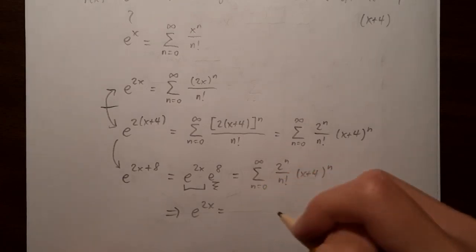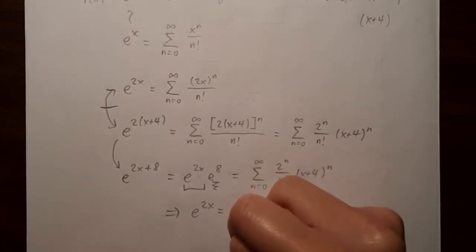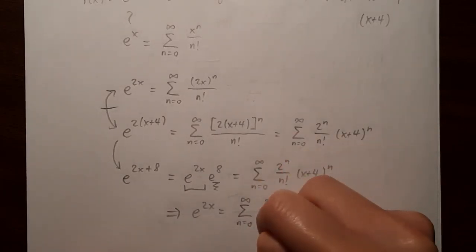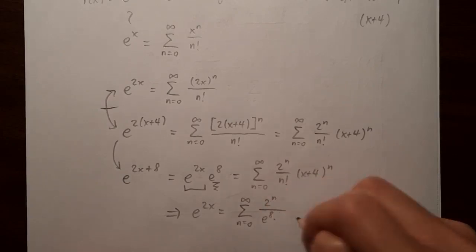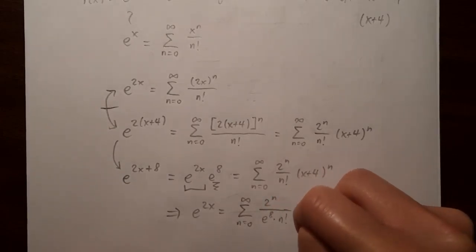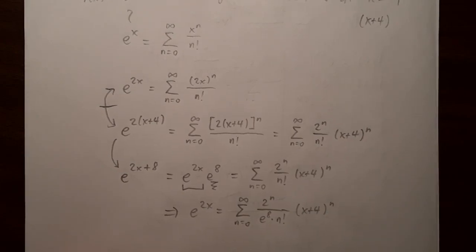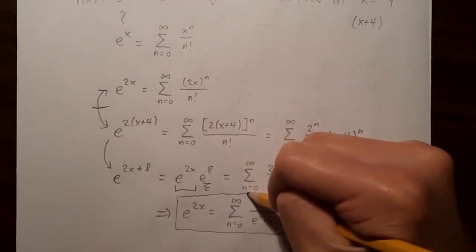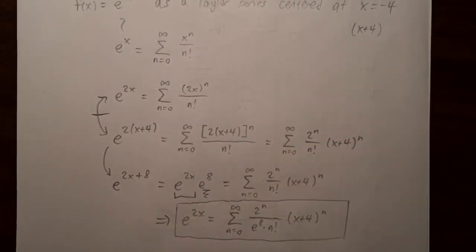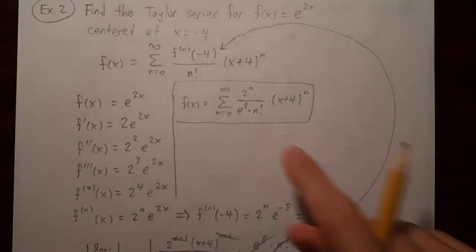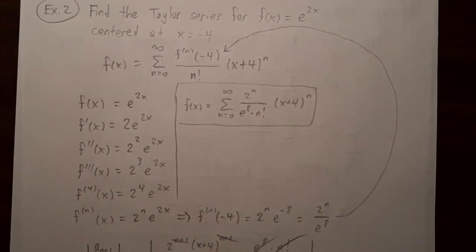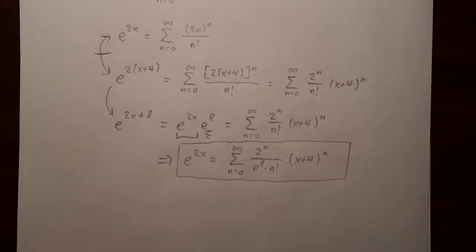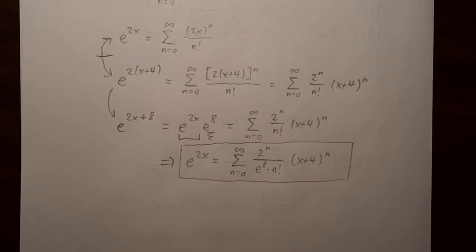So I get e to the 2x is equal to, and I'll put it inside the sigma in this case, sigma sum of 2 to the n divided by e to the 8 times n factorial times x plus 4 to the power n. Which, if I'm not completely mistaken, is what we had before. All right, nice. Well, or at least almost nice.